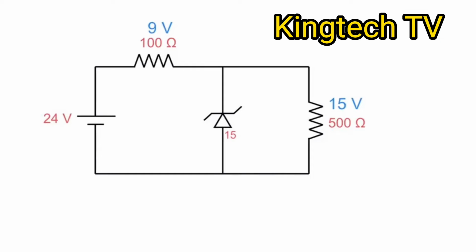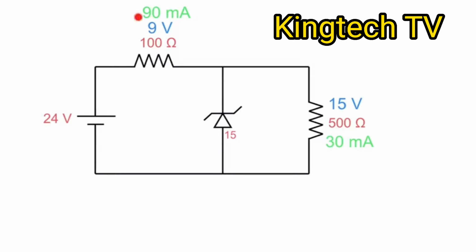I can determine my current by going 15 volts, using Ohm's law, divided by 500 ohms, and that will give me a current of 30 milliamps. And up here on my current limiting resistor, I can just take 9 volts divided by 100 ohms using Ohm's law, 90 milliamps. And the only thing left to figure out now is what my Zener current is.